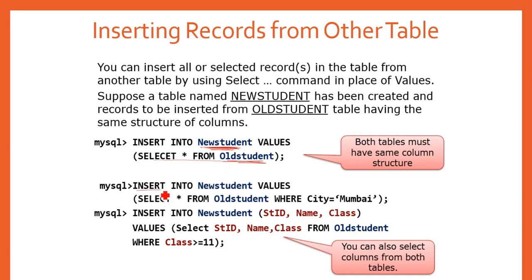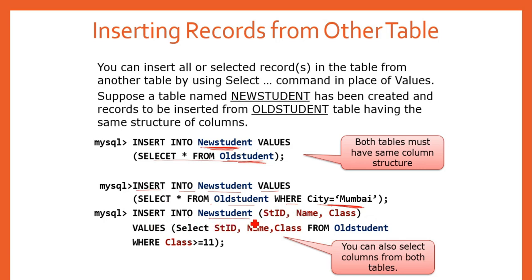So here let's see another example. Insert into new student values, select asterisk from old student where city is equals to Mumbai. If you don't want to insert all the records, you have to apply the condition. You can apply the condition also.